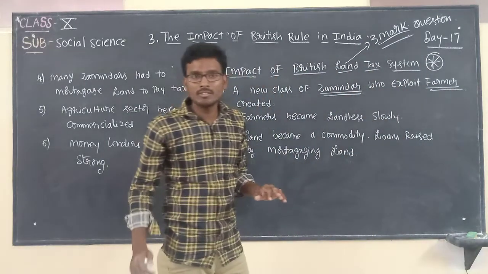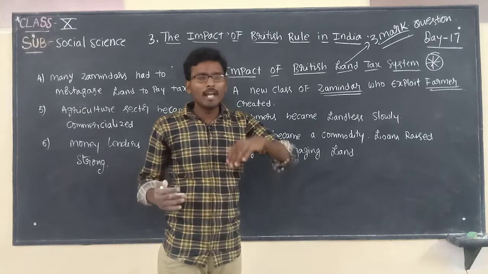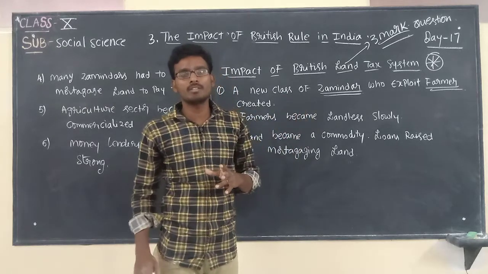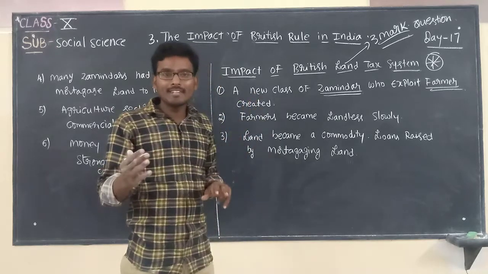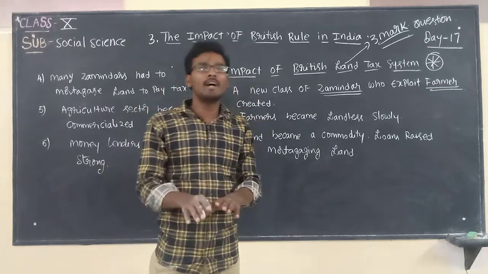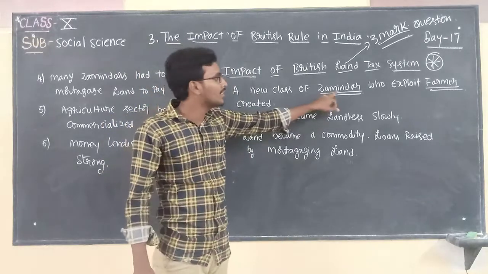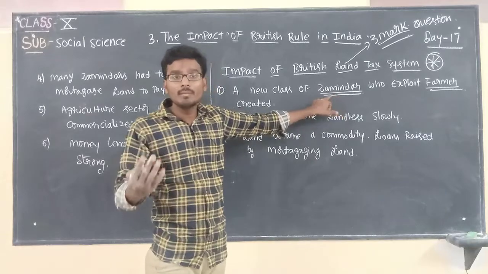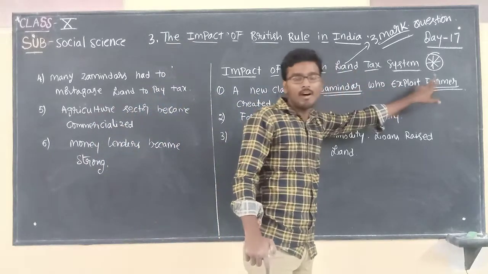Zamindars always used to exploit. Exploiting means what? Taking more money from the farmers. I hope you are clear with the first point. Due to the land tax system brought by the British in India, a new group of people was created, known as Zamindars. Who are Zamindars? The people who are exploiting the farmers.